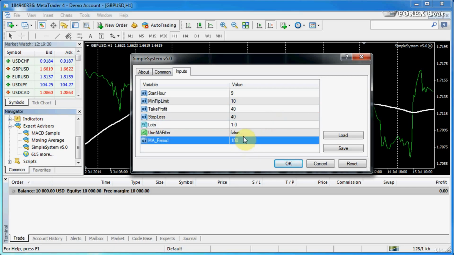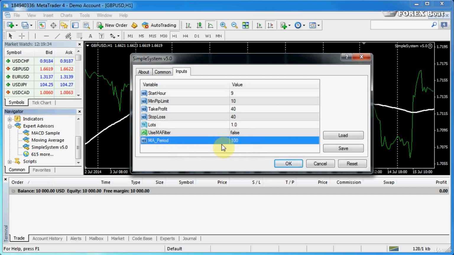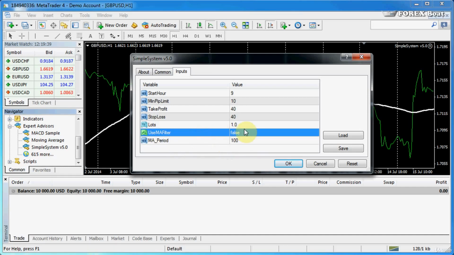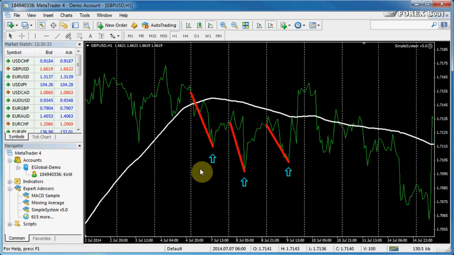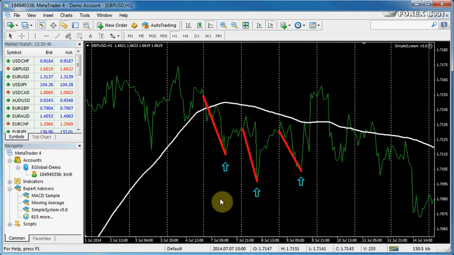MA period and use MA filter is something we'll discuss now. So MA period was introduced in version 2.0, which was also developed in the algorithmic trading for beginners course. However, use MA filter is a switch which was not available then. It's only available in version 5.0. The best way to describe these two parameters is to have a look on the chart. So what the MA filter does is it actually allows us to control our transactions and have an additional point of reference for when we actually want to trade and not.